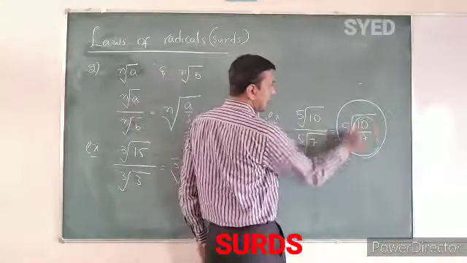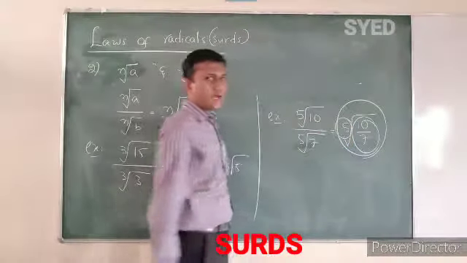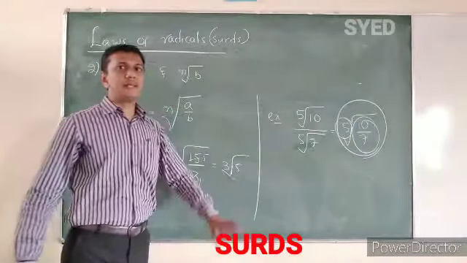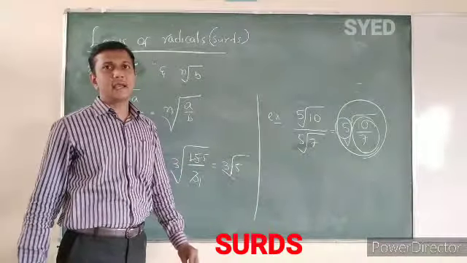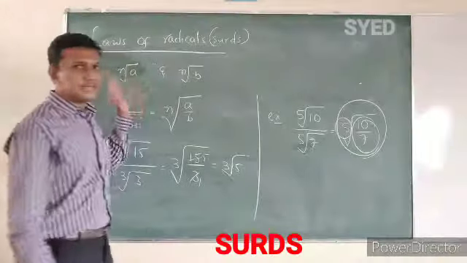So what is the radicand here? 10 by 7. The order is 5. So you have to identify what the order is and what the radicand is. Then only can you use it to solve the problems. Okay. So this is the second law.